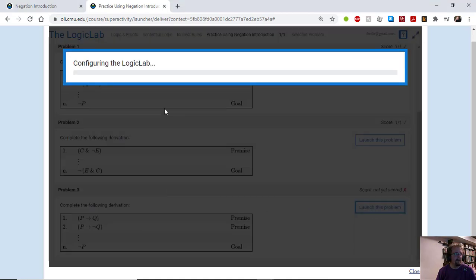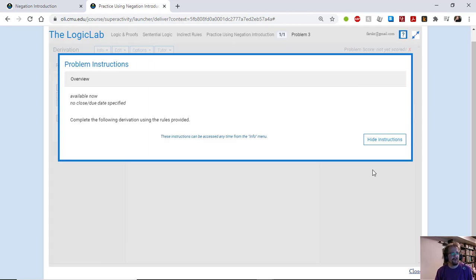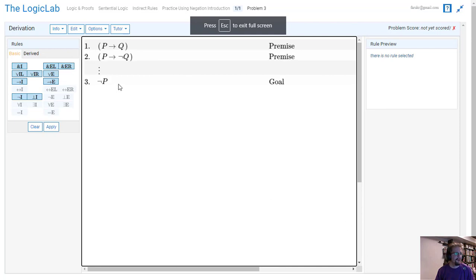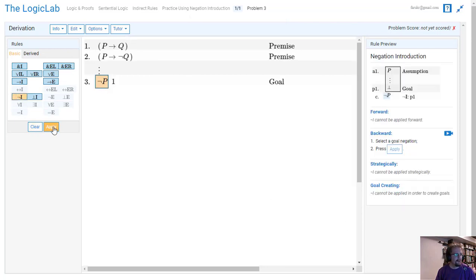So let's make sure that's how that works. In fact, oops, my bad. I should probably be doing this on a full screen and zoomed in. So we're going to do negation introduction.